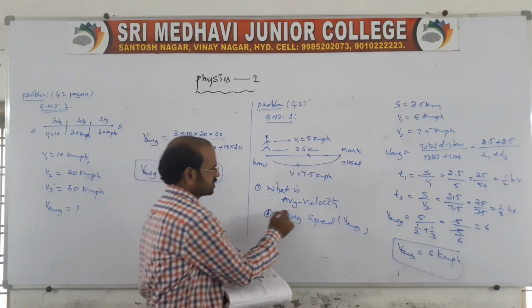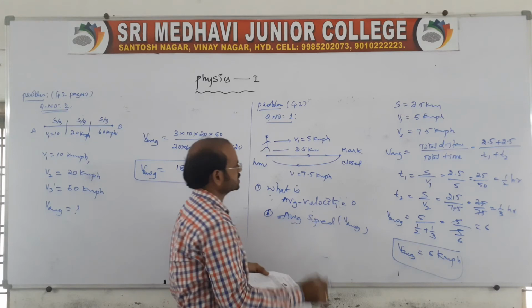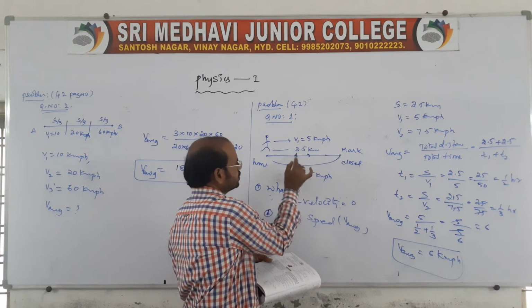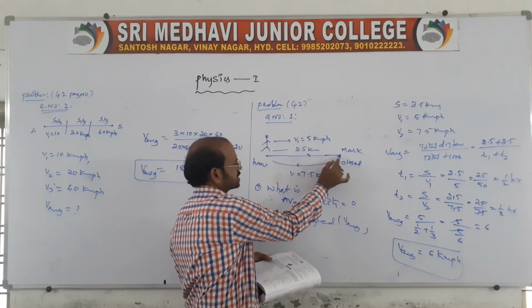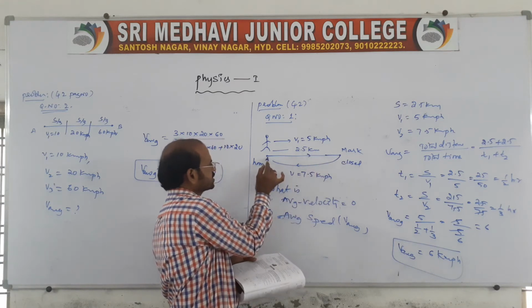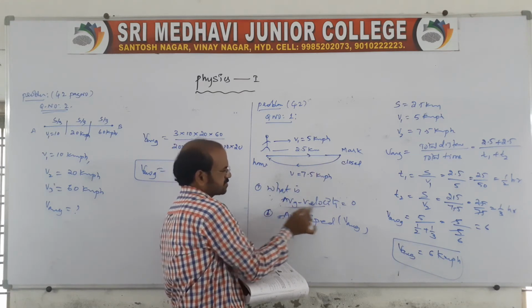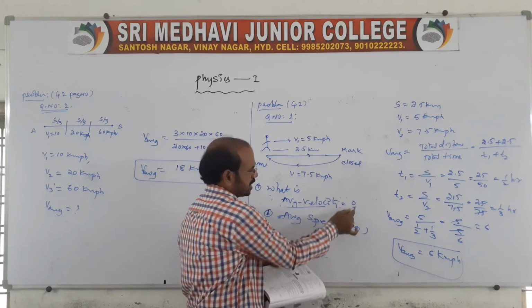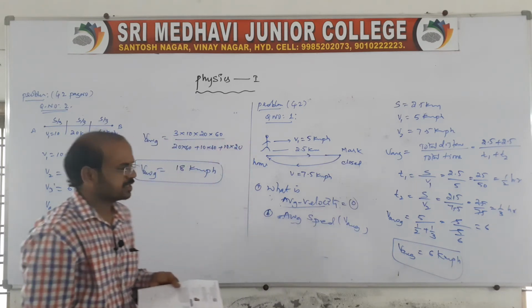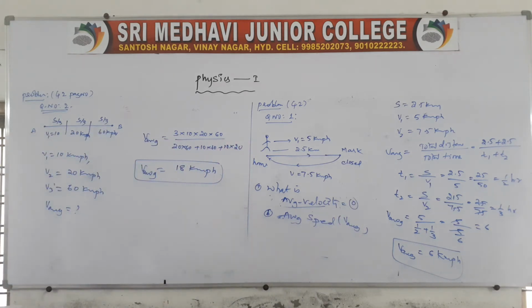Suppose you want to get average velocity, we may get 0 because the total displacement is zero. From the initial position he reaches the market, and from there again he reaches the same position. So average velocity is displacement by time, however displacement is 0, so we get average velocity also 0. So this is one problem related to speed and velocity. You go through this, it is given in our material. That is the first problem.